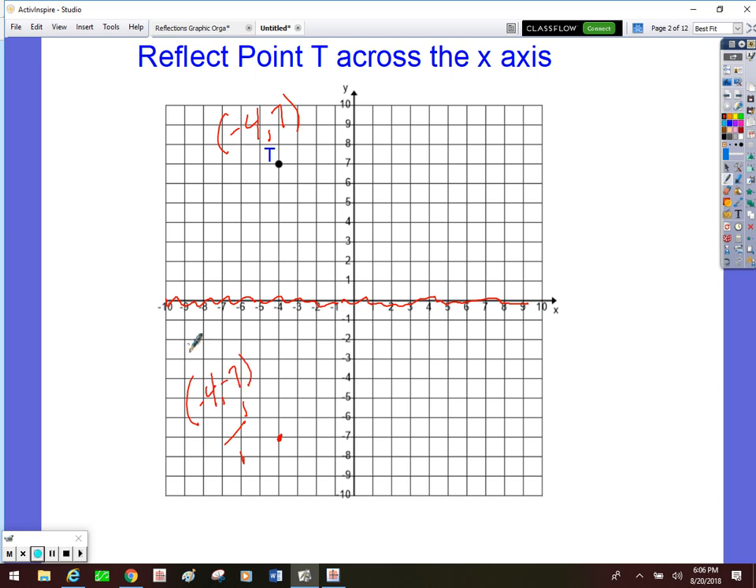We talked about today, you also could use a shortcut to know the coordinate: if I flip it across the x-axis, then all I'm going to do is change the sign of the y coordinate.